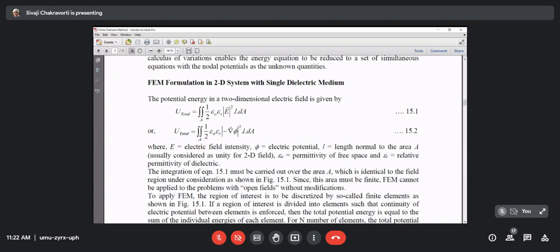I hope you remember from your basic field theory that there is something called the energy density of electric field. That means energy stored per unit volume. That is half epsilon E square, where E is electric field intensity. Now, why is this equation so flexible? Because E, that is electric field intensity, can be defined at one particular point.